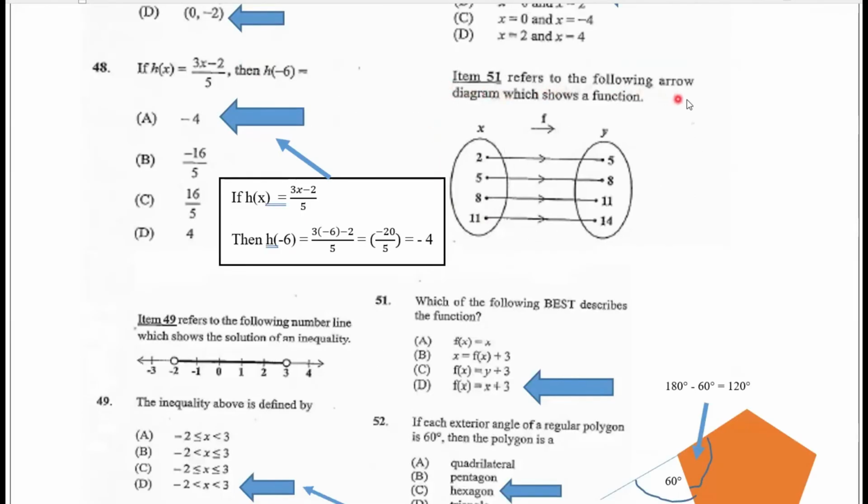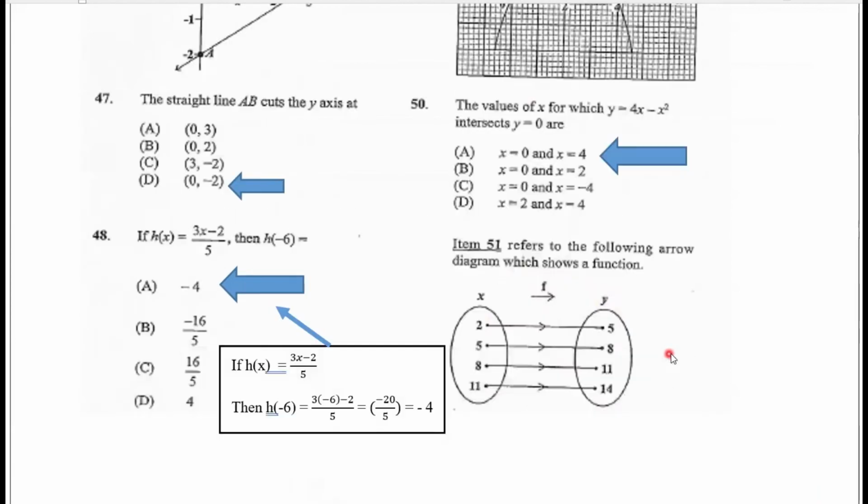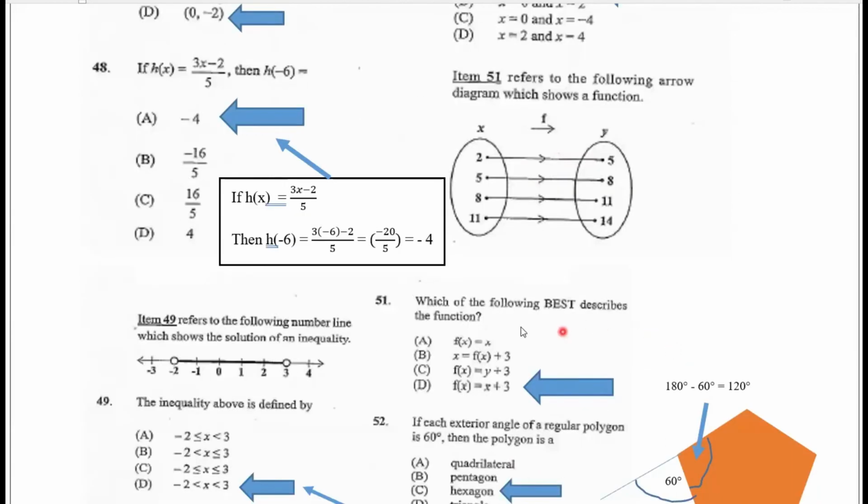Item 51 refers to the following arrow diagram, sorry, which shows a function. So you can see we've done 50 questions so far. Which of the following best describes the function? Well, you all can see if I add 3 to 2, I get 5. If I add 3 to 5, I get 8. If I add 3 to 8, I get 11. If I add 3 to 11, I get 14.